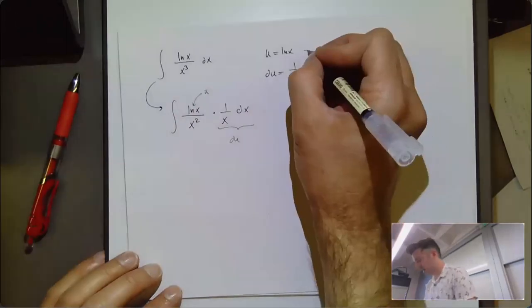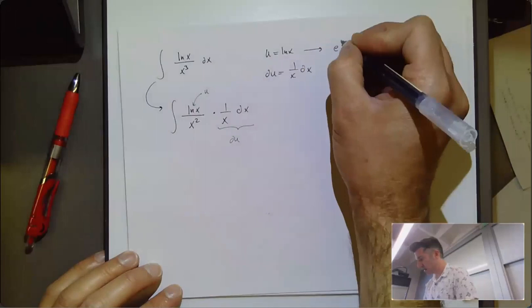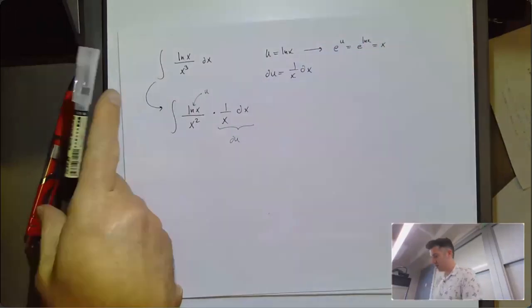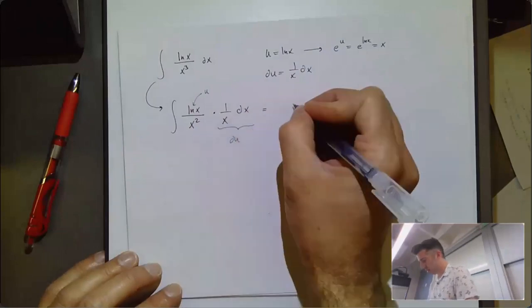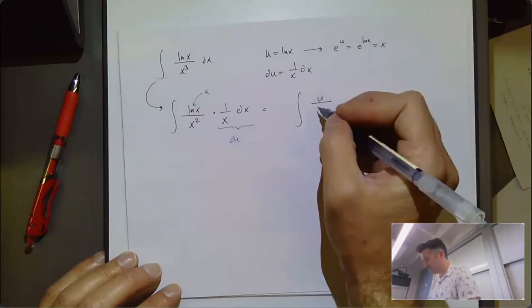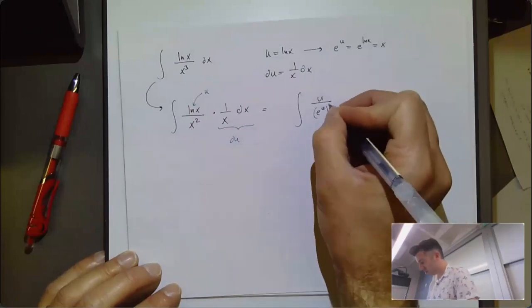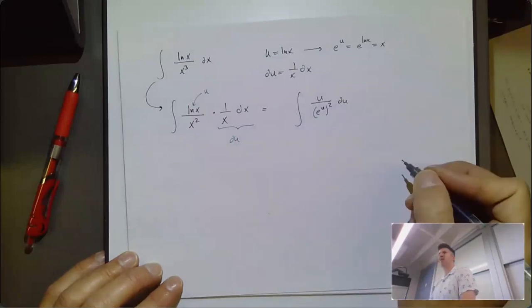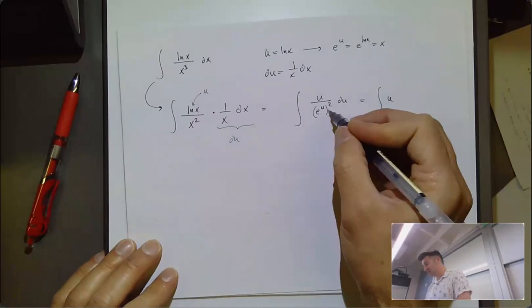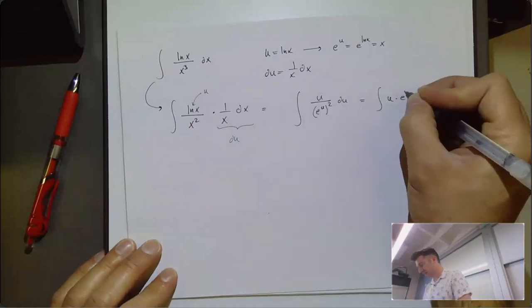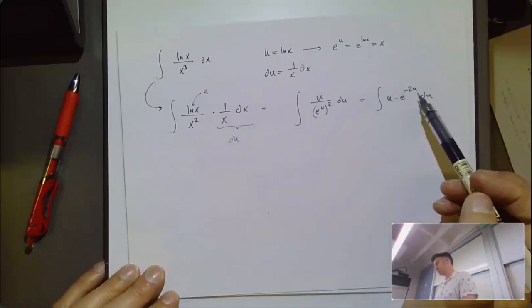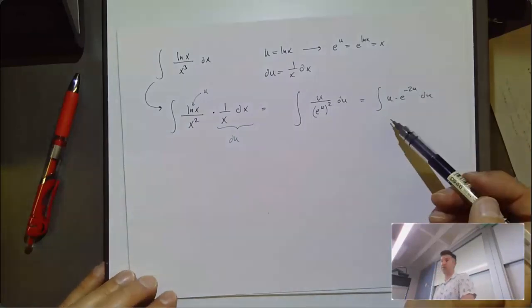But just to see it out a little further, e to the u is equal to e to the natural log of x, which is x. So I could write this as the integral of u over x squared, which is going to become e to the u squared, and then du. This is looking not great. This is looking like the integral of u, and then that's e to the 2u, so times e to the negative 2u du. If you see this, you'll be like, well, I can see I have to do integration by parts for this.